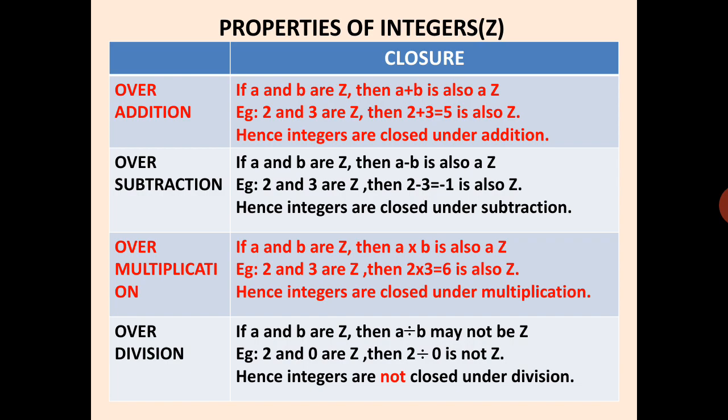Now children, you have to add them up. 2 plus 3 is 5, everyone knows. Now what about 5? Children, you all know that 5 is also an integer. That is why it is being said, if A and B are integers, then A plus B is also an integer. That is why we will say that the integers are closed under addition. That means it is true. It is applicable for addition.